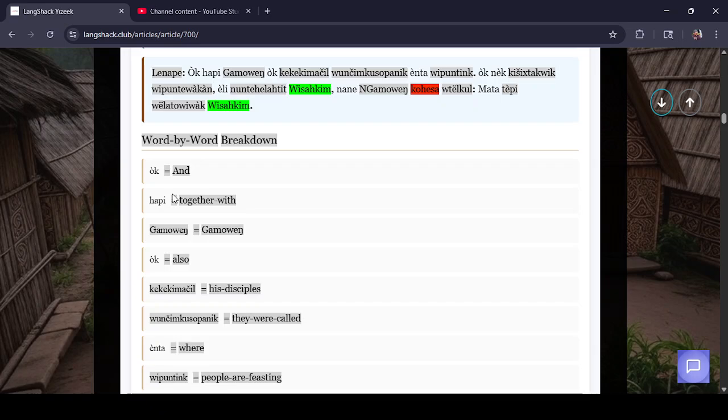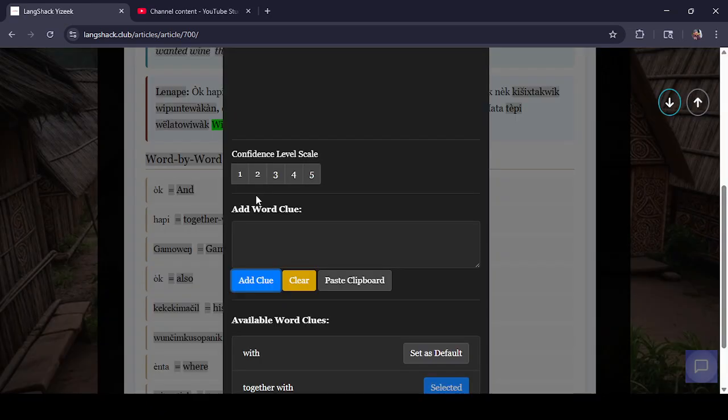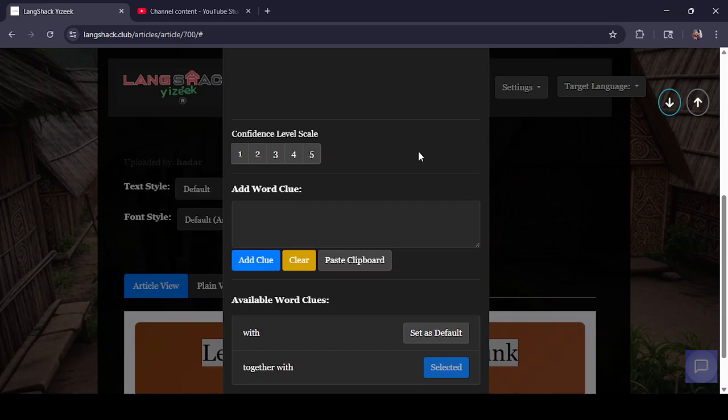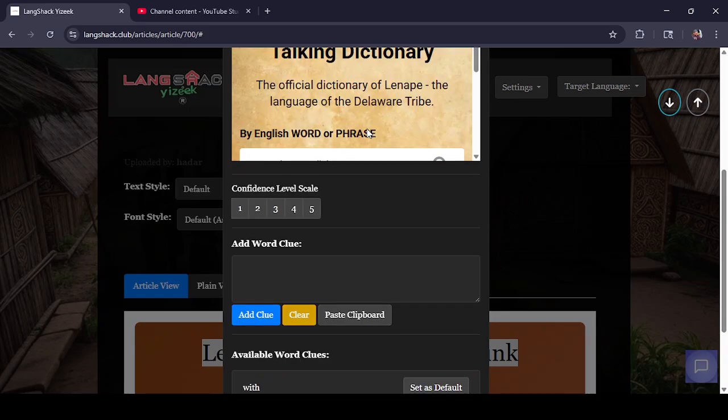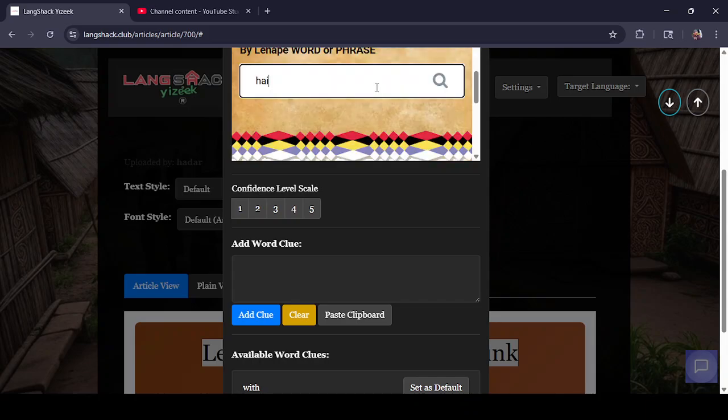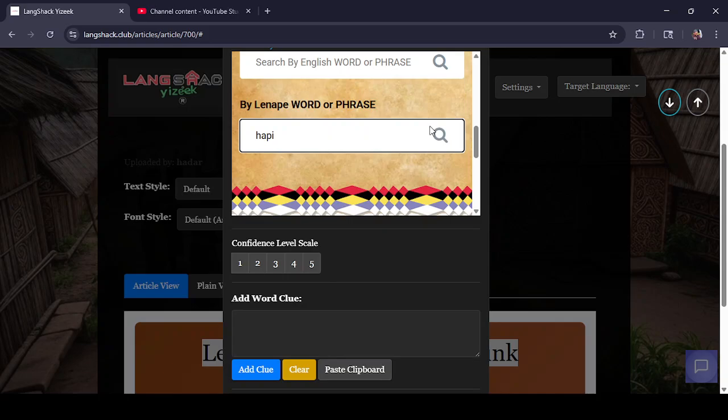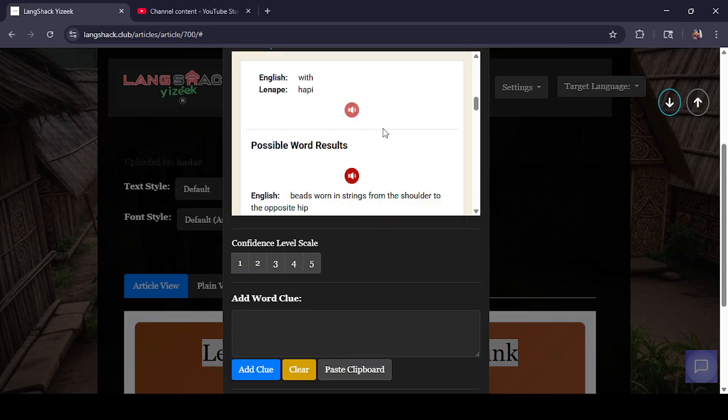So I've been trying to figure out what the difference between hoppy and Weechi is. Weechi does go at the front of things, but this is together with. Hoppy is together with. It's not just with. If you look up with in the Talking Lenape dictionary, then if you look up hoppy, it literally will just tell you that it means with. See? Hoppy.